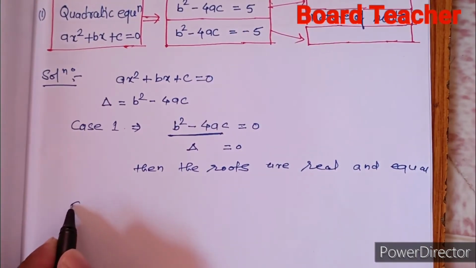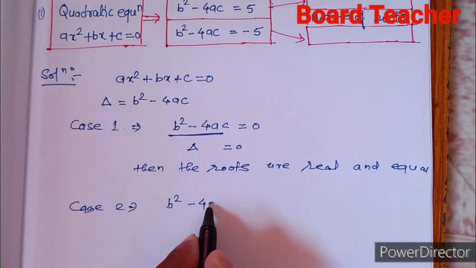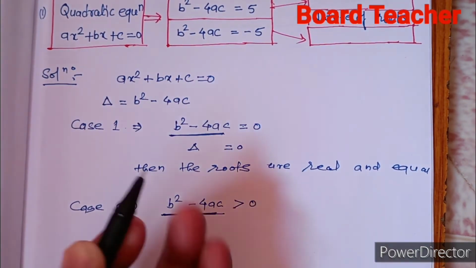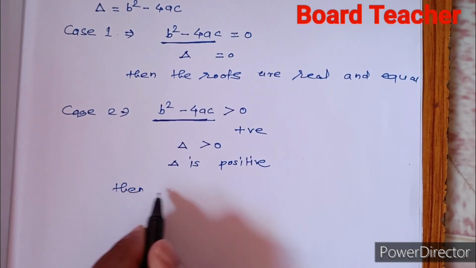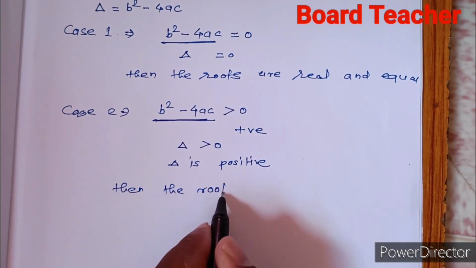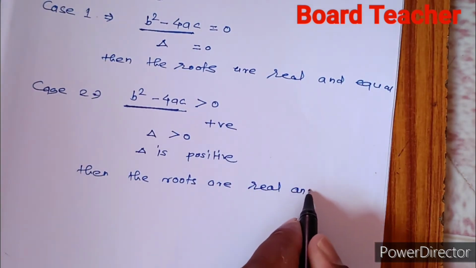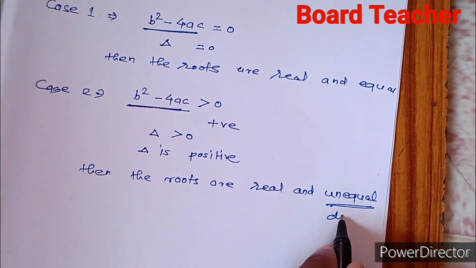In another case, case 2, when the value of b square minus 4ac is greater than 0, it means the value of b square minus 4ac is positive. The value of delta is greater than 0, means delta is positive. Then the roots are real and unequal, which we can call as distinct also.